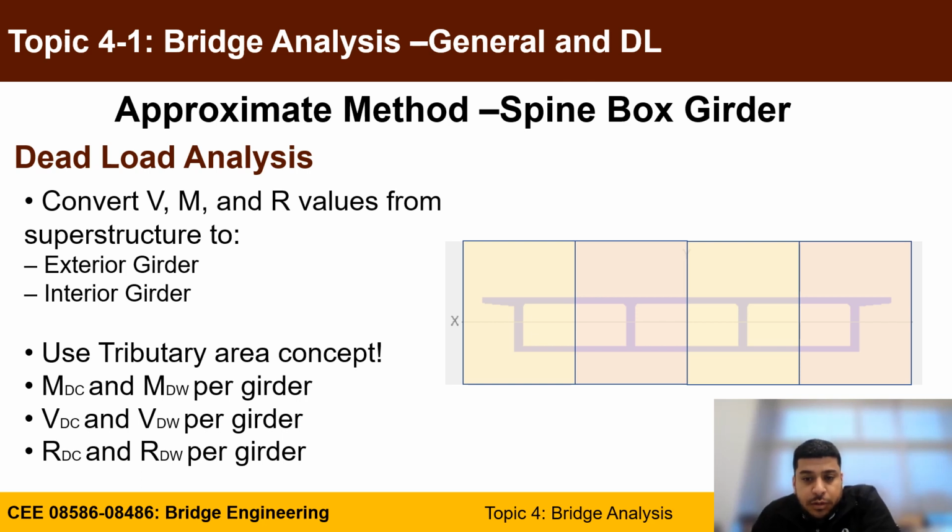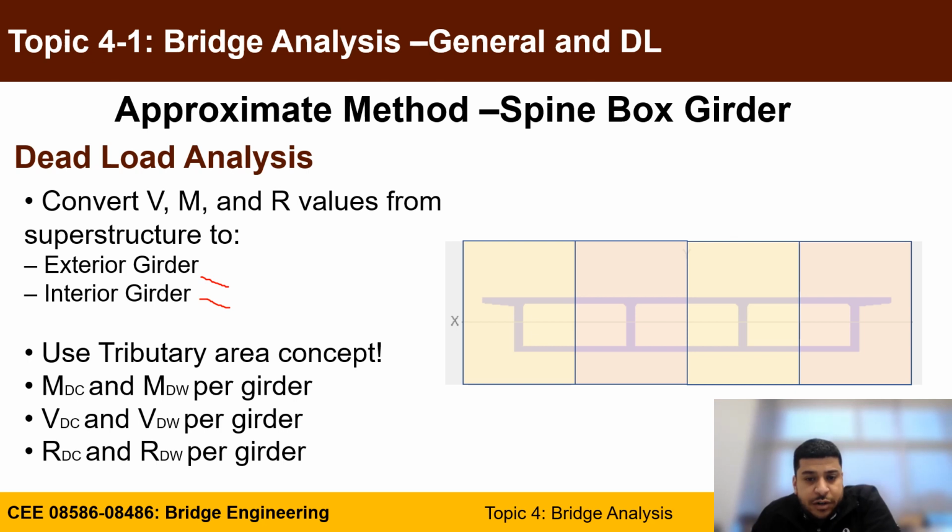Let's say this is your problem. You have 2 interior girders and 2 exterior girders. So stepwise, you need to calculate loads on exterior and interior. What you usually use is tributary area for your loading.